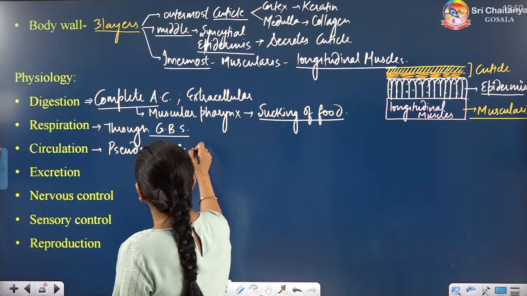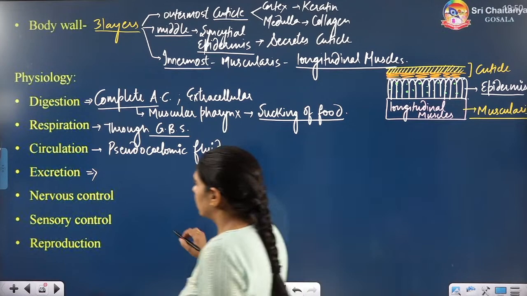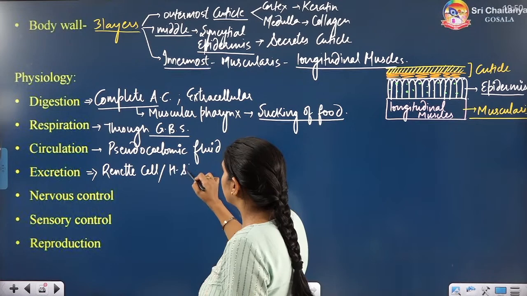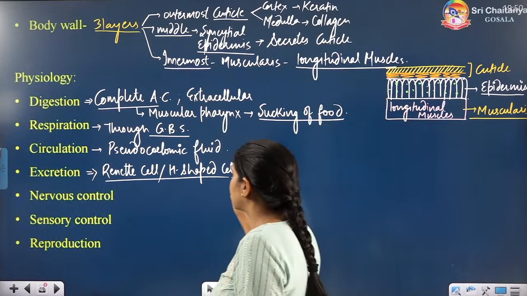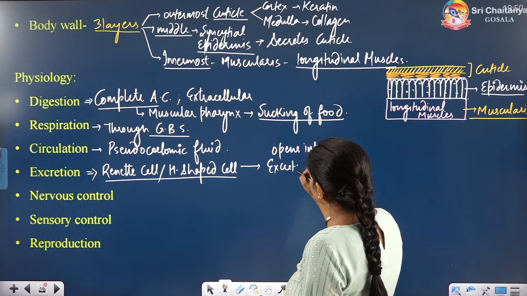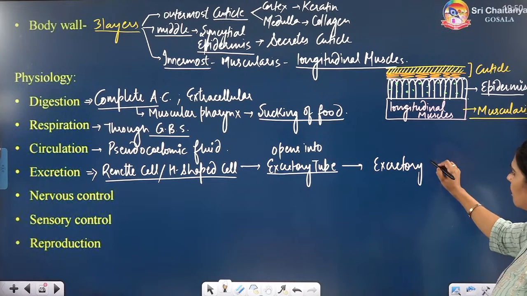For circulation, they have pseudocoelom, which is filled with pseudocoelomic fluid. This pseudocoelomic fluid helps in the circulation. Now coming to the excretion, again they are monotelic, and they have a specialized cell which is known as renette cell, or this is also known as H-shaped cell. This H-shaped cell is the only specialized cell which will release the metabolic waste into the excretory tube. This excretory tube will open into the excretory pore, so the metabolic waste is released out of the body by the excretory pore.